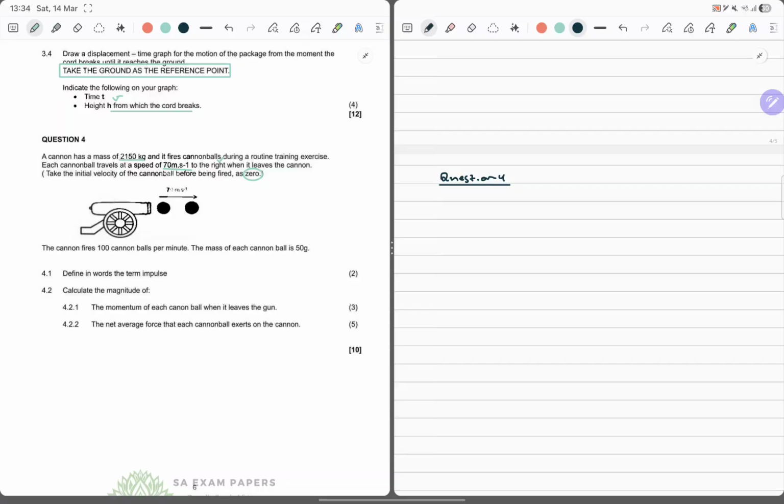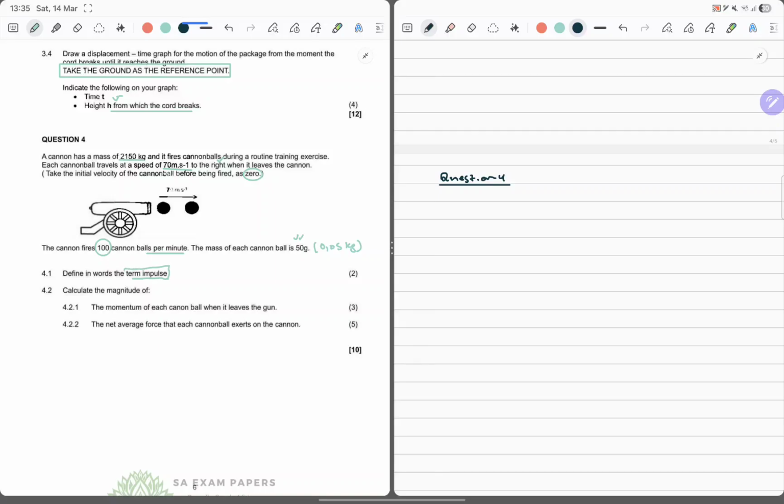Okay, now we're told that the cannon fires 100 cannonballs per minute. 100 of them. Okay, the mass of each cannonball is 50 grams. Now we don't work with grams, so you have to divide that by 1,000, right? You must, there's no excuses. So this is going to be 0.05 kilograms. Automatically do this before you sweat. Define in words the term impulse.